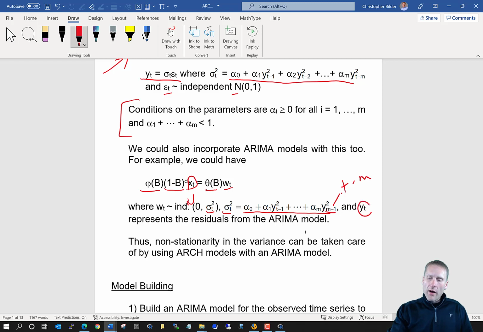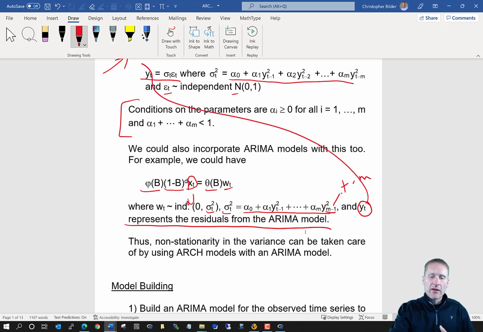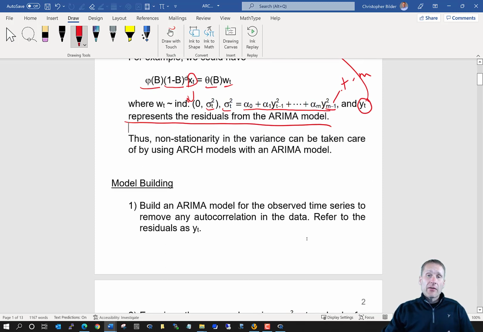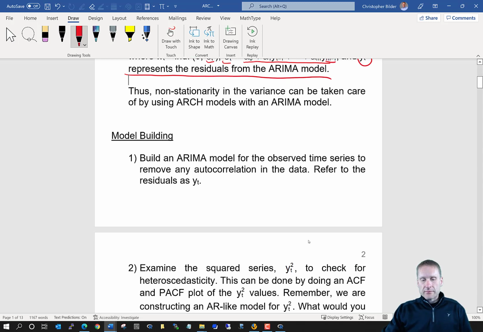And what these y's represent in this particular setting is essentially the residuals from an ARIMA model fit. I guess I could have used some other notation, but I chose to use y sub t here since that's how we were using it above. And so this is going to help take care of the non-stationarity in the variance that can occur when you're working with ARIMA models.